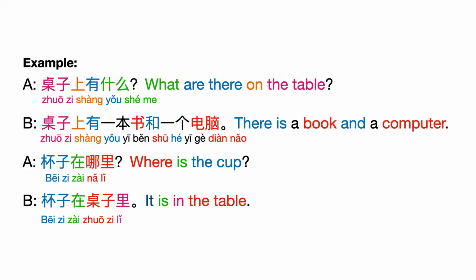Now, let's look at the example conversation. 桌子上有什么? What are there on the table? 桌子上有一本书和一个电脑。There is a book and a computer. 杯子在哪里? Where is the cup? 杯子在桌子里。It is in the table.